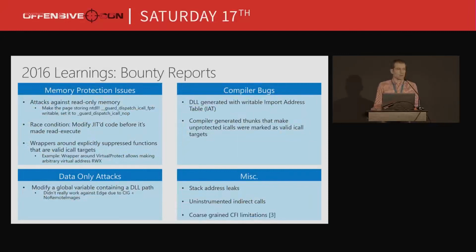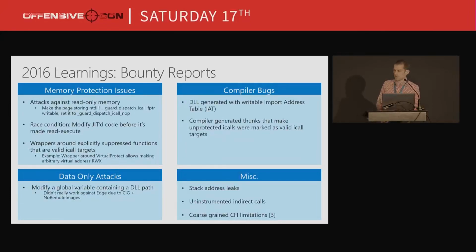And we had lots of bounty reports in 2016. One of the really interesting bounty reports we got was attacks against read-only memory. Now, I kind of skimmed over this when I was talking about how control flow guard works, but I mentioned how control flow guard has this check function that checks the bitmap to see if something is a valid indirect call target. The way this actually works is there's a function pointer that stores either the address to this check function or it stores a no-op function. And the reason that we do this is because for functions that don't support control flow guard, we need an easy way to disable it.